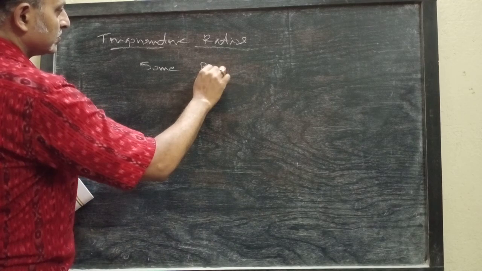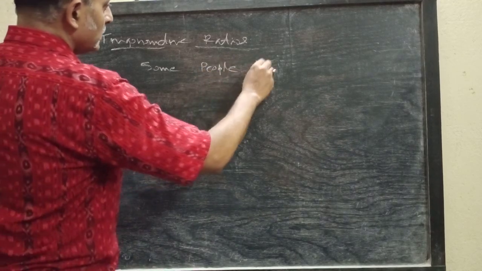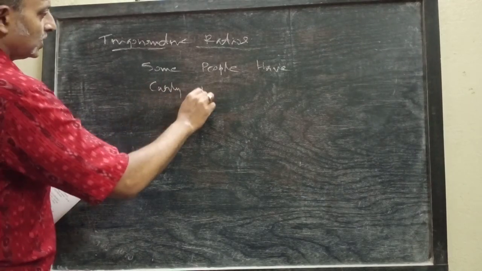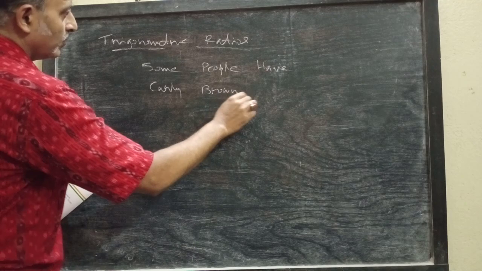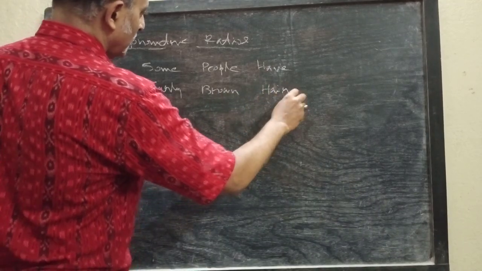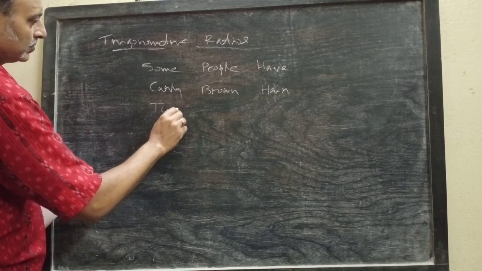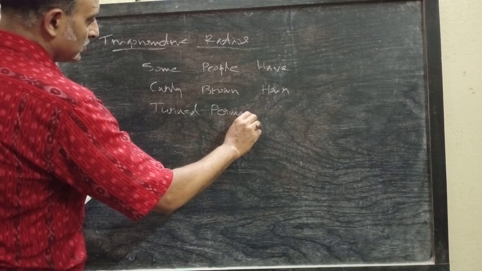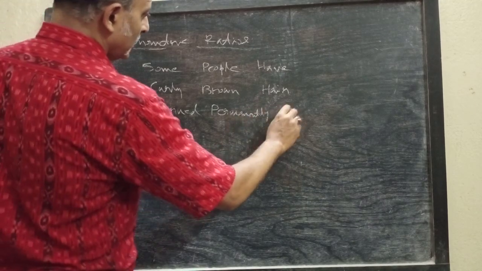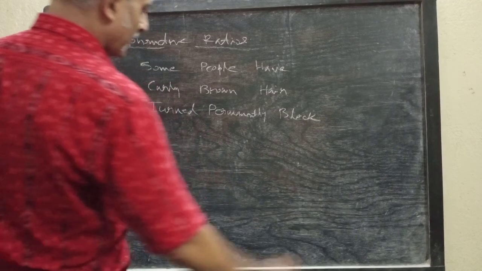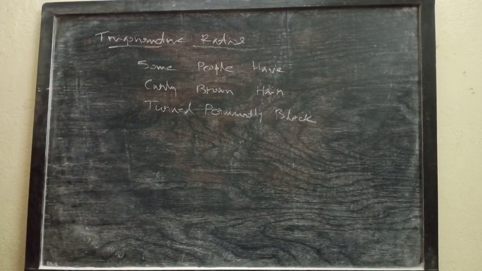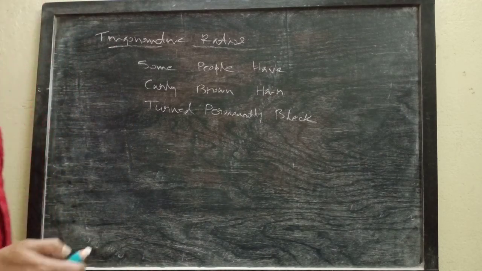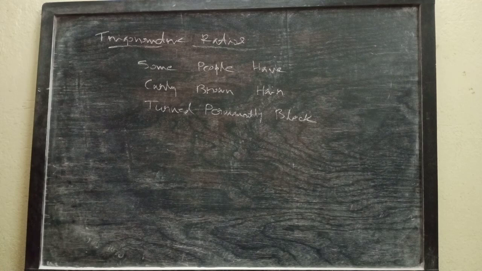Some people have curly brown hair, turn permanently black. These three lines we have to keep in our mind to recall the definition of the trigonometric ratios.